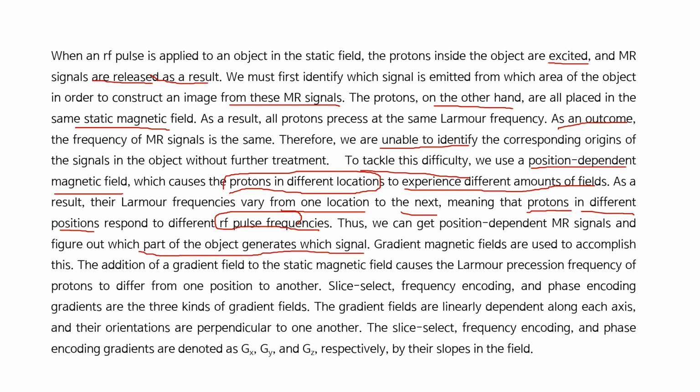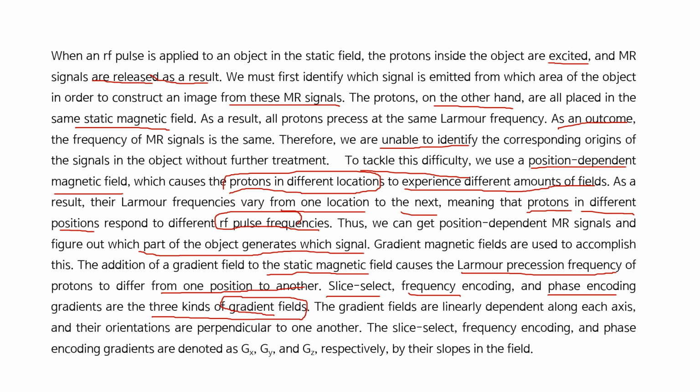Gradient magnetic fields are used to accomplish this. The addition of a gradient field to the static magnetic field causes the Larmor precession frequency of the protons to differ from one position to another. Slice select, frequency encoding, and phase encoding gradients are the three kinds of gradient fields.